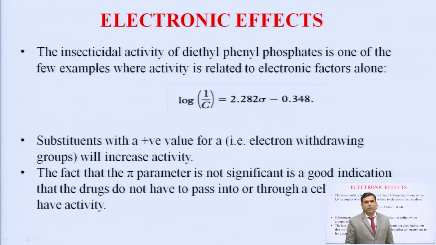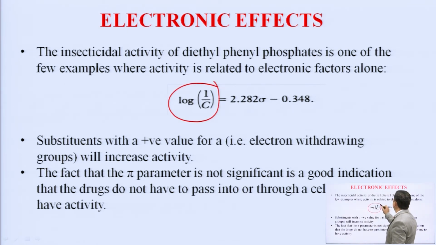So, here is one example: the insecticidal activity of diethyl phenyl phosphate is one of the few examples where the activity is related to the electronic factor alone. By observing the electronic effects of this series of diethyl phenyl phosphates, the biological activity is related to the positive sigma.